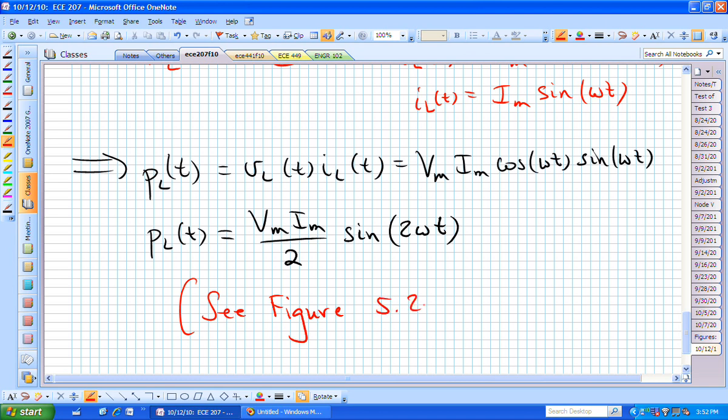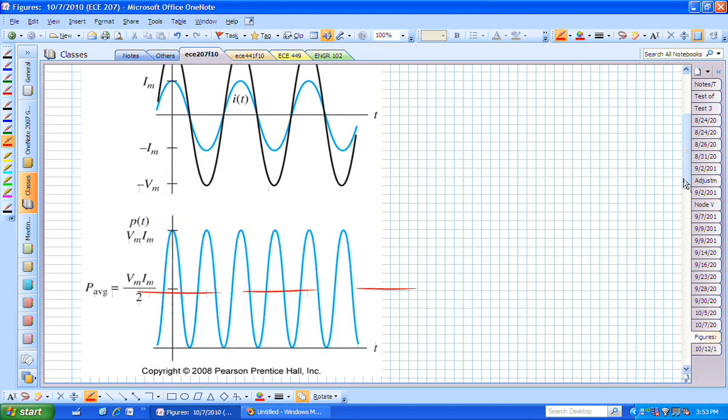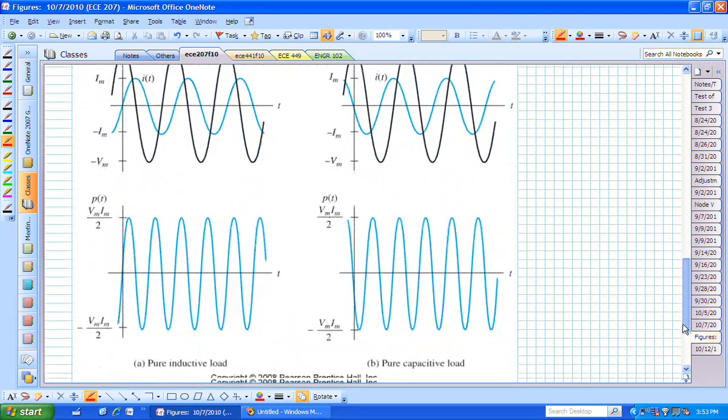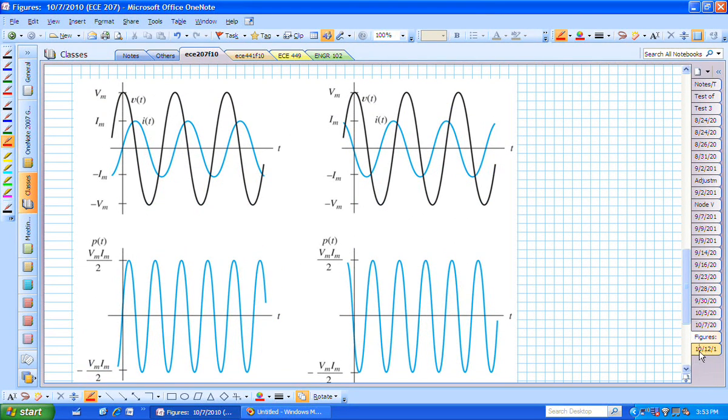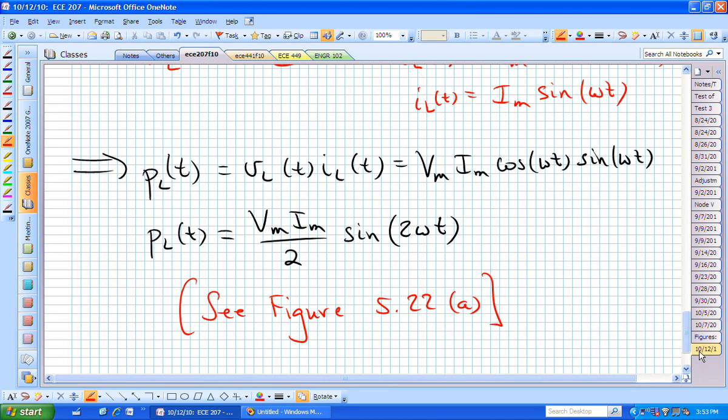And again, I will refer you to a figure in the book, which I mysteriously happen to have, hopefully. It's the one on the left. But let's look at that formula again before we go back to the picture. What is that telling us about the instantaneous power of that inductor? What's its frequency relative to the voltage or current frequencies? Twice.